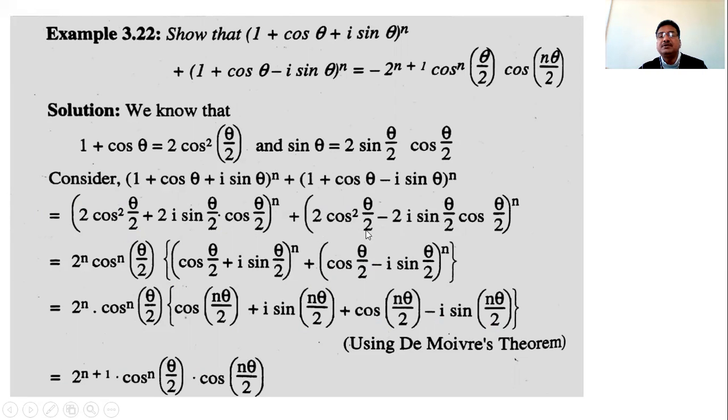Similarly, from this bracket also take 2 and cos theta by 2 as common, and we have this in bracket. Then by using De Moivre's theorem, this is cos n theta by 2 plus i sin n theta by 2. Similarly here apply De Moivre's theorem, because what is De Moivre's theorem? Cos theta plus i sin theta raised to n is cos n theta plus i sin n theta. We have this, and the minus and plus get cancelled, so 2 times cos n theta by 2. So we have 2 raised to n and 2 into 2 raised to n is 2 raised to n plus 1. We have this RHS.